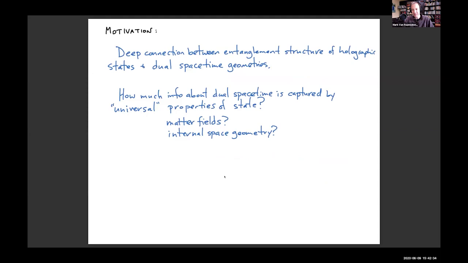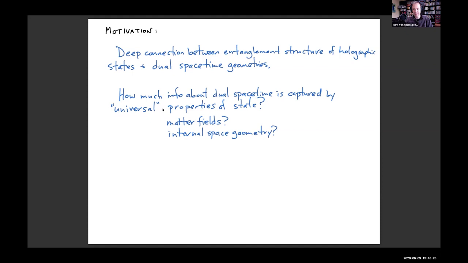So starting with a little bit of motivation, by now we all know that there's some deep connection in the AdS/CFT description of quantum gravity, at least between the entanglement structure of holographic states, which is kind of a universal feature of the states, and the dual space-time geometries and some of the gravitational physics. And so I think an interesting question is how much information about the dual space-time and the dynamics is really sitting in these universal properties of the quantum mechanical systems that we're using to describe them, and how much maybe has to do with more specific features of the holographic CFTs.